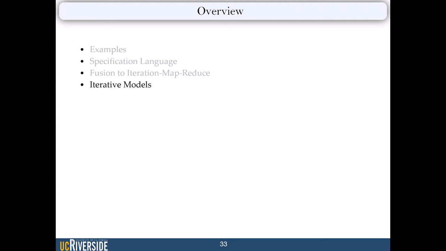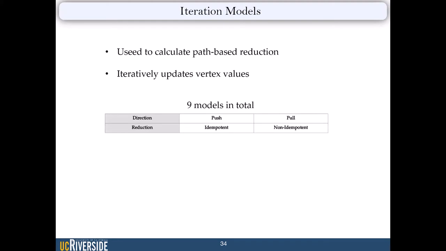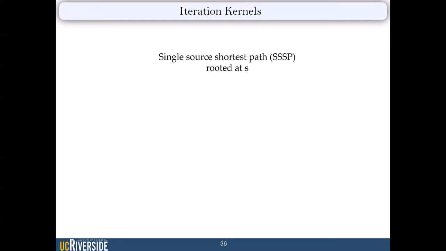Mapping and reduction over vertices can be implemented by a traversal over the vertices. Here we review iterative models. The iterative models are algorithms that calculate path-based reductions. In graphs, we have formally modeled 9 variants of iterative models with different directions, reduction functions, and synchrony types. All these models are parametric in terms of graph analytics kernel functions. In graphs, we have defined a high-level language for the kernels. Consider SSSP example rooted at S.